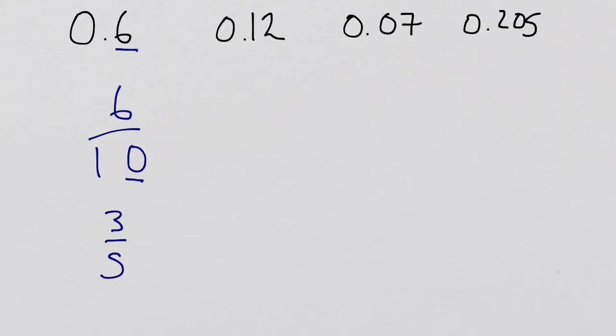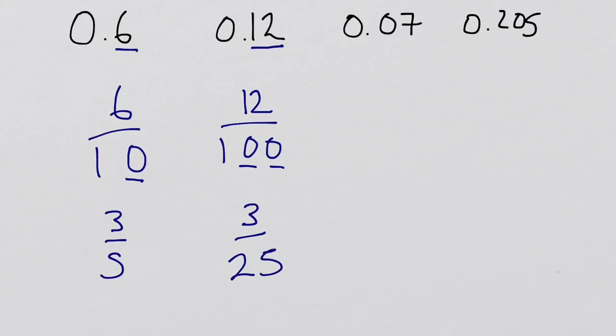Next one, I've got hundredths column, and I've got 12 hundredths, so 12 out of 100, which again, I can divide both those numbers by 4, so I get 3 out of 25. The next one, I've got 7 in the 100 columns, so it's 7 out of 100. I can't simplify this because 7 is a prime number.